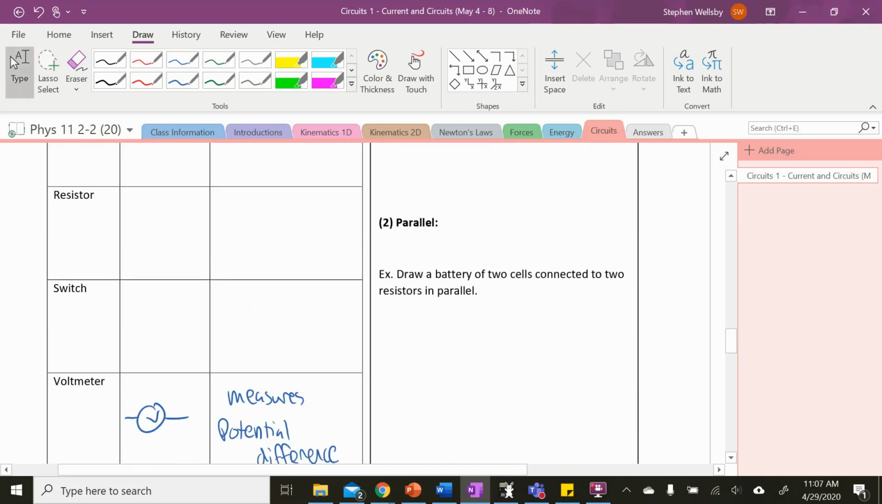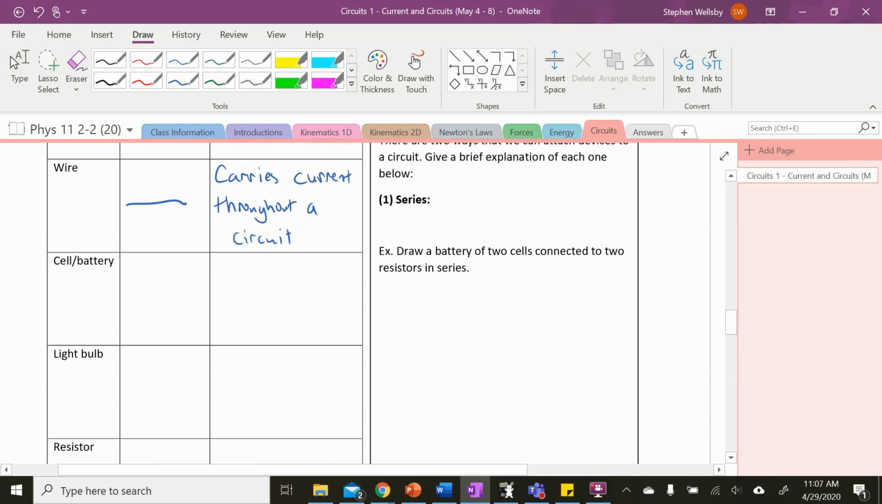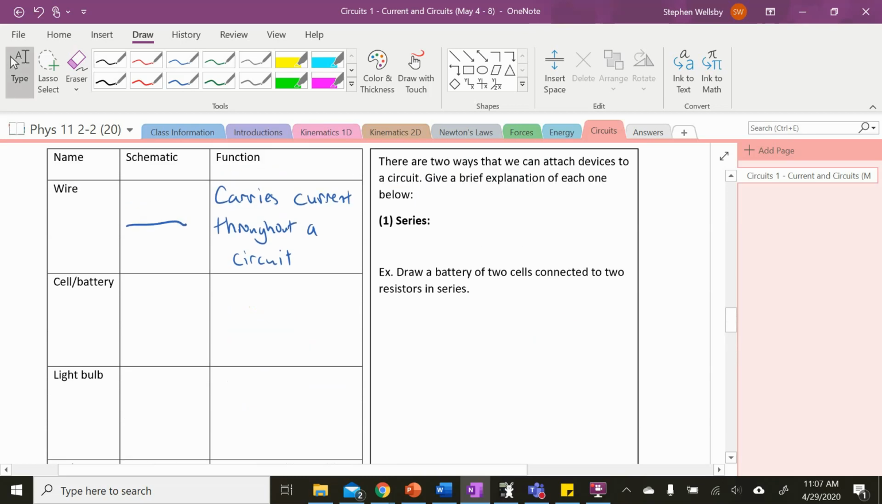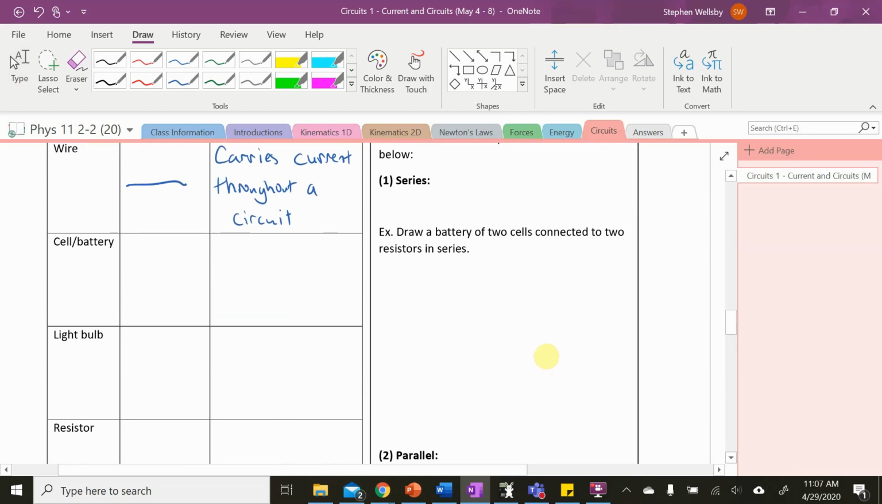Okay, so can I get you to pause the video and come back when you have gone through the FET display or the demo and filled out these symbols and made your best guesses as to what these actually are.